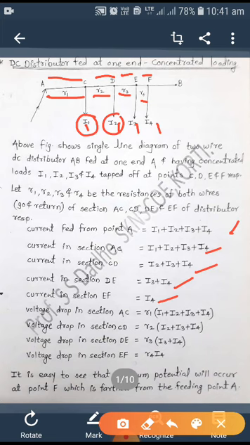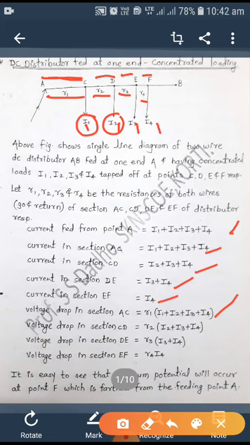Now as we have the resistances R1, R2, R3, R4, and we know the current in each and every section of the distributor, we can find out the voltage drop in section AC. To find the voltage drop in section AC, we have the resistance of that section R1, therefore R1 into the current present in section AC, I1 plus I2 plus I3 plus I4. Therefore this is the equation for voltage drop in section AC.